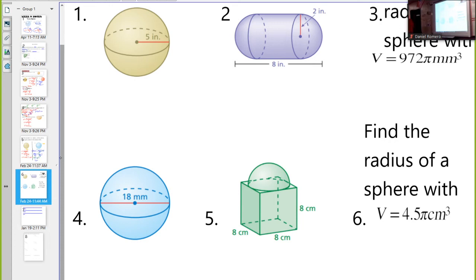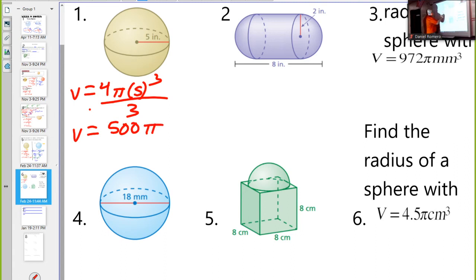Nobody? Play no sphere, they give you the radius. No round. Beautiful. Radius is 5, so it's 4 times 5 cubed over 3. 5 cubed is 125. 125 times 4 is 500, over 3. Chris got very upset because 500 cannot be divided by 3. What would the unit be if they were asking for one?